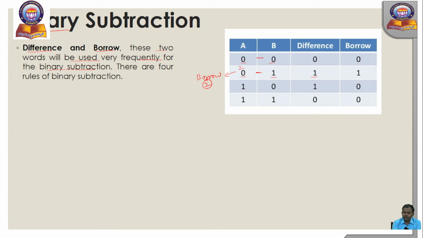We have taken a borrow from the next position, so the borrow becomes 1. Whenever we take a borrow from the higher position, the borrow is considered as 1. Then 1 minus 0, so the difference is 1, borrow is 0. Then 1 minus 1, so the difference is 0 and borrow is also 0.